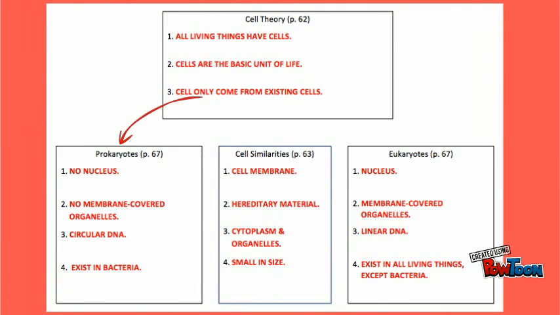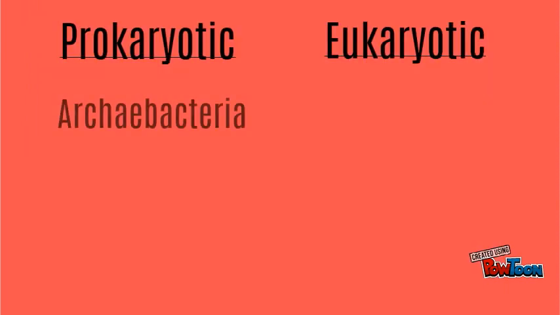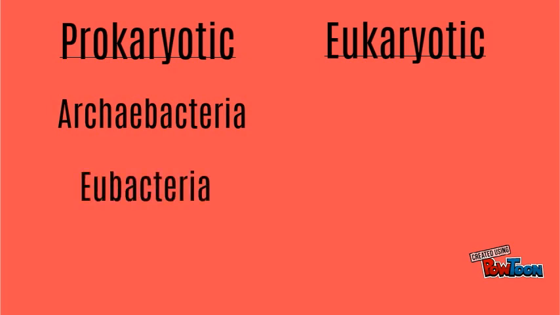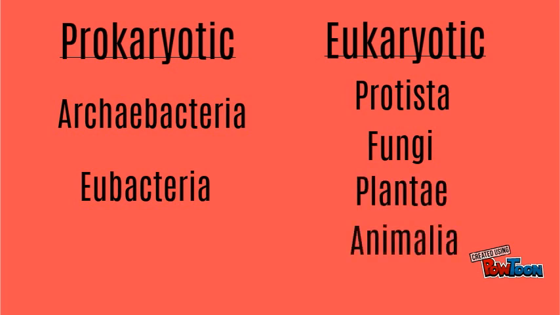You may recall that prokaryotes are organisms that have no nuclei in their cells, no membrane-covered organelles, and circular DNA. You may also recall that eukaryotes are organisms that have nuclei in their cells, membrane-covered organelles, and linear DNA. Archaebacteria and Eubacteria are prokaryotic, and Protista, fungi, plantae, and Animalia are eukaryotic.